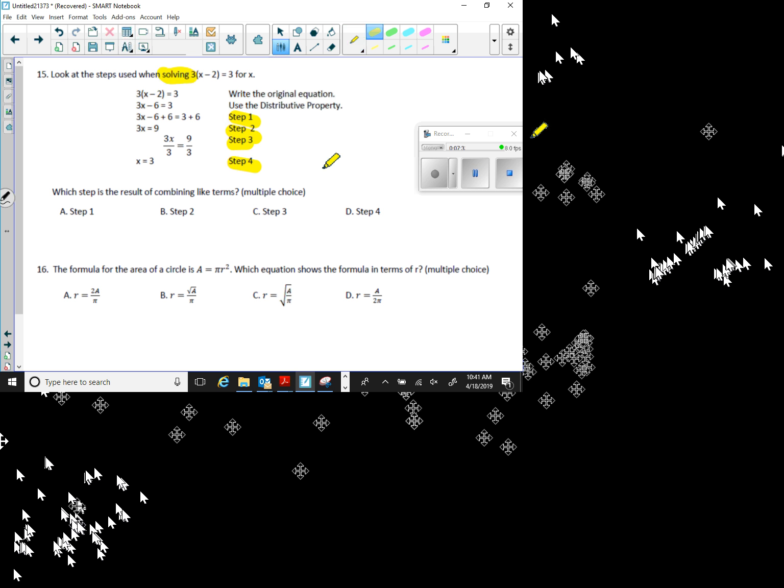So this is given, and then you use the distributive property. Step 1 is to add 6 to both sides. When you did that, what happened in step 2? How did you go from here to here? What did you do there? You combined like terms. So what step was that? Step 2. So your answer would be B, step 2. That's where you're combining like terms.